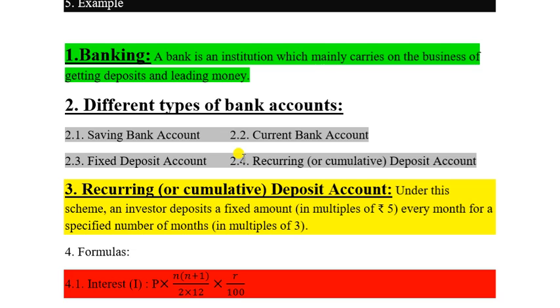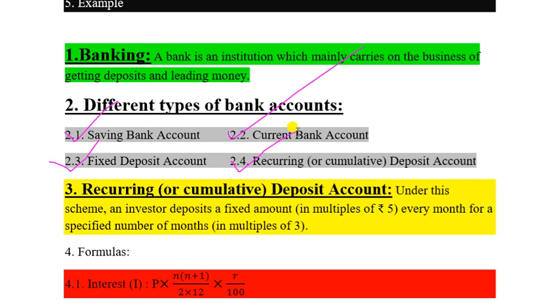Now we are going to discuss different kinds of bank accounts. If you see this screen, you can easily see I have written here: first, saving bank account, another one is current bank account, next one is fixed deposit account, and last is recurring deposit account. At the beginning I said we are going to discuss only recurring deposit account.